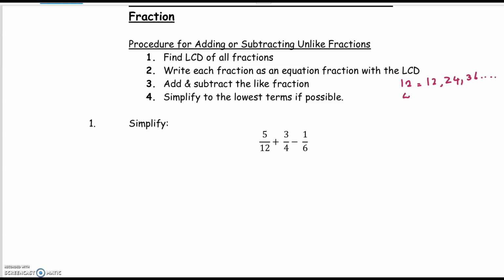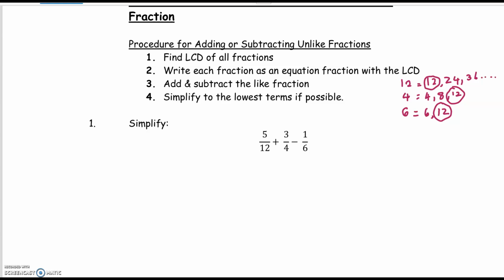But notice that when I look at 4, I can go 4 times 1 is 4, 4 times 2 is 8, 4 times 3 is 12. And we already found a common multiple. And then let's look at 6, and we know that 6 times 2 is 12. So the list is not very long. If the list is not too long, then this is a good method because we already identified our LCM, right?